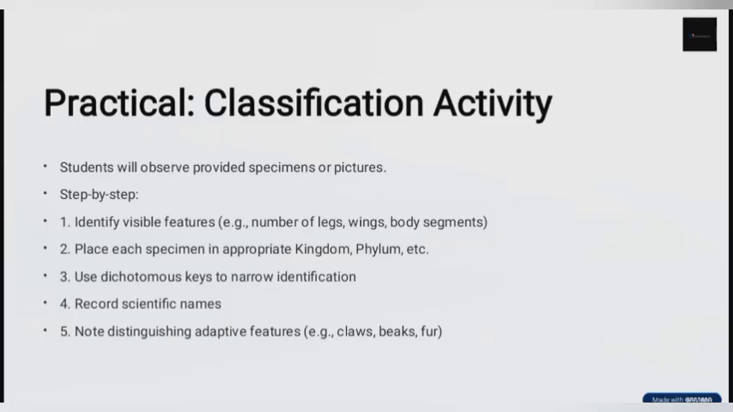Okay. So place each animal in the appropriate kingdom. Use dichotomous keys to narrow down identification. Now record the scientific names. Also note their distinguishing features, adaptive features. Now speaking of adaptive features, that will be the next thing we look at right now.